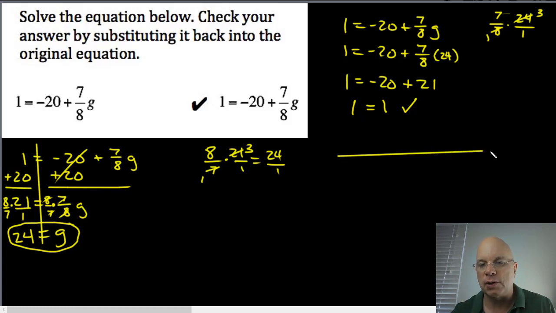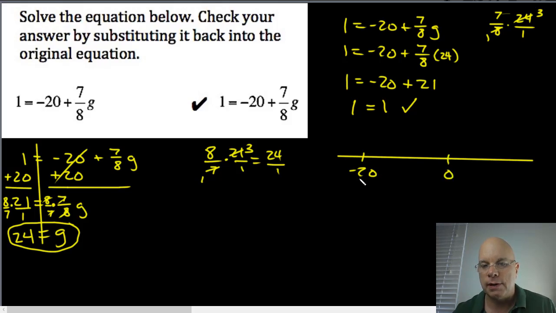If you think of it on a number line, if you were at negative 20 and 0 is way over here, and you add 21, you're going to the right. But if you're adding 21, you're adding enough to get past the 0, because you need to add 20 to get to the 0, and 1 more gets you to positive 1.